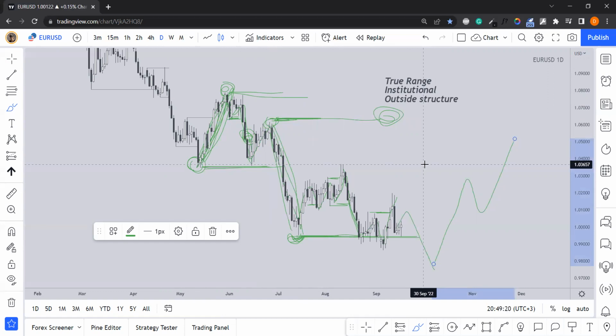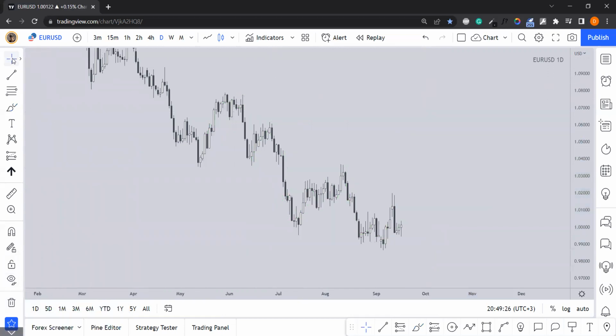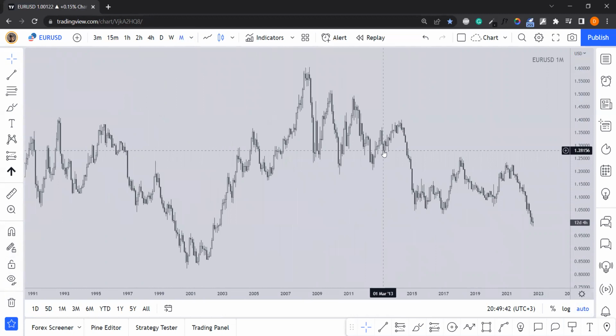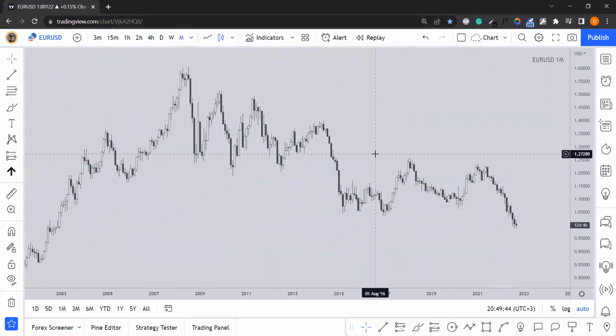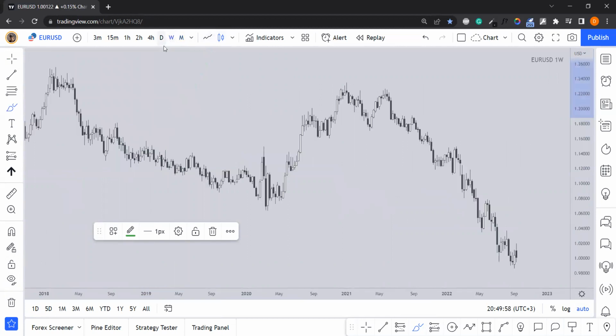Okay, and the third question we need to discuss in this video is the concept which says that the market is fractal. What it means is, again, a really simple concept: the same principle applies to the structure on different time frames. So you see, we also have outside structure on monthly, we have outside structure on weekly.